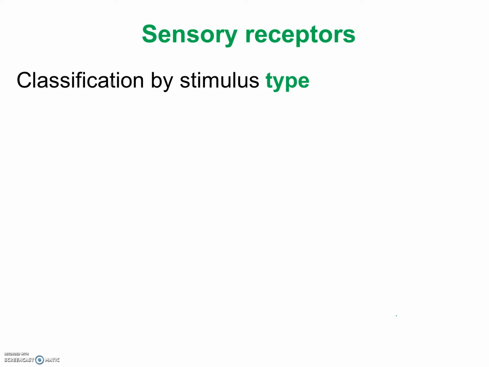Another way to talk about sensory receptors is by what type of stimulus they respond to. For example, a nociceptor responds to painful stimulus. So if you step on something sharp with your foot, a nociceptor is going to pick that up. Now, if the nociceptor is on the surface of your skin, it's also an exteroreceptor. So you can classify receptors based on location and stimulus type.